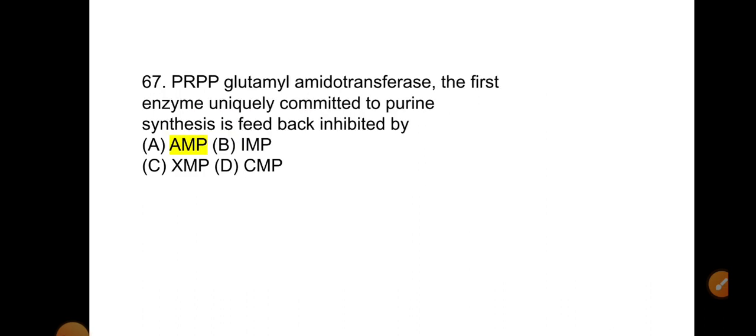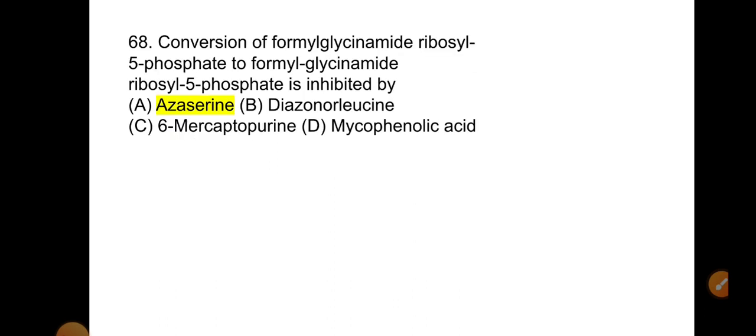Okay, so 67. PRPP glutamyl amidotransferase, the first enzyme uniquely committed to purine synthesis, is feedback inhibited by AMP. So AMP is formed first, then AMP inhibits this enzyme. Okay, so feedback inhibition is there. 68. Conversion of formyl glycinamide ribosyl 5-phosphate to formyl glycinamidine ribosyl 5-phosphate. It is getting converted from nearly the same thing to the same thing. See, ribosyl 5-phosphate and ribosyl 5-phosphate. So this conversion is inhibited by azaserine.